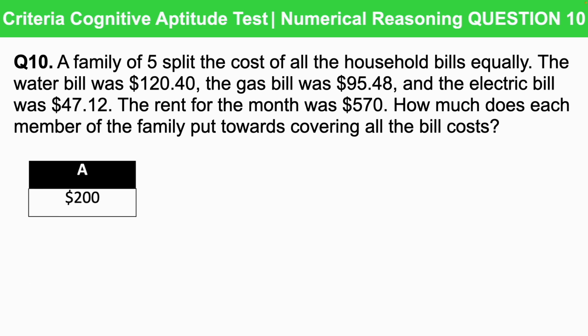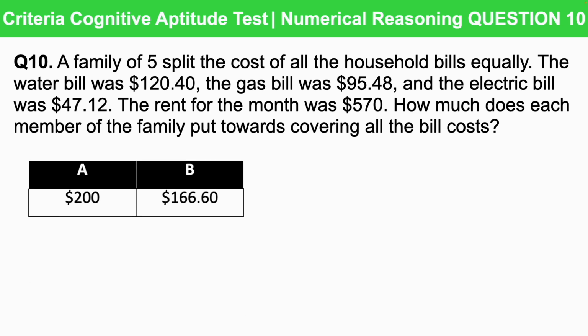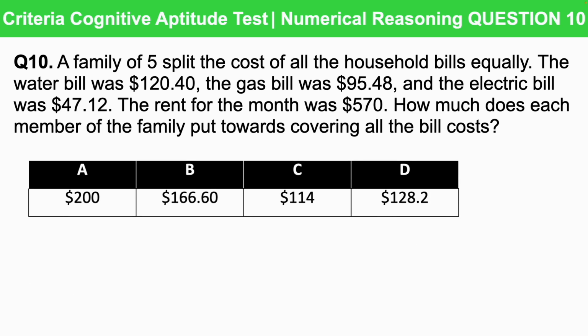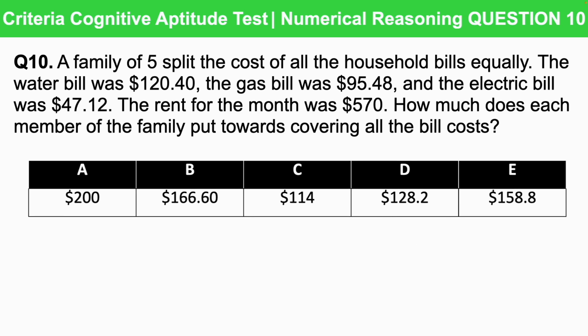Is it A, $200, B, $166.60, C, $114, D, $128.20, or is it E, $158.80? 12 seconds on the timer starts now.